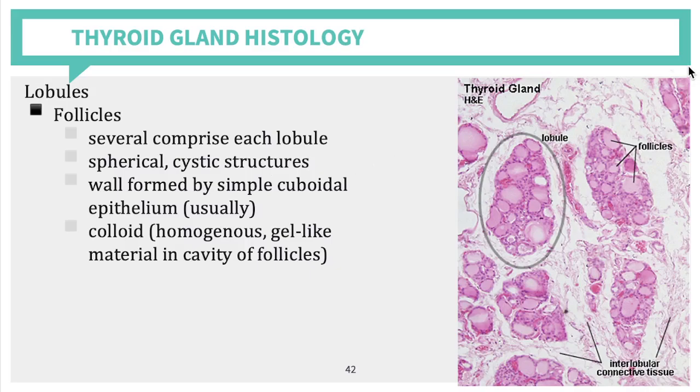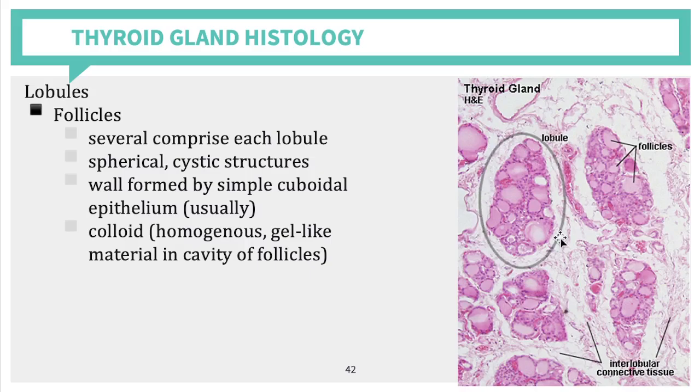Okay, another one. Now your lobules. Let's proceed now with your lobules. Again, what separates now your gland into lobules? It's gonna be your septae. Remember that, your septae, your connective tissue or your interlobular tissue. Now, your follicles, this portion here, your follicles, several comprise each lobule, spherical, and cystic in structure. So this portion here are your follicles.